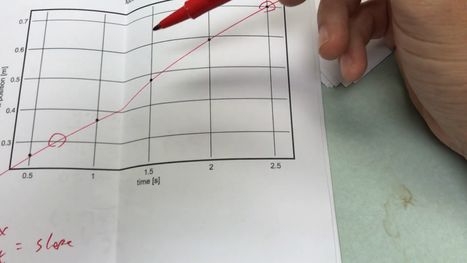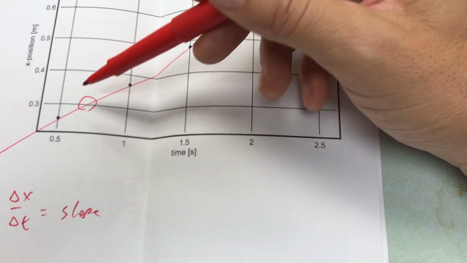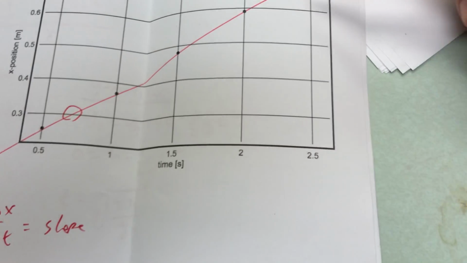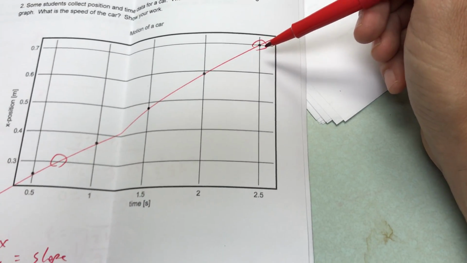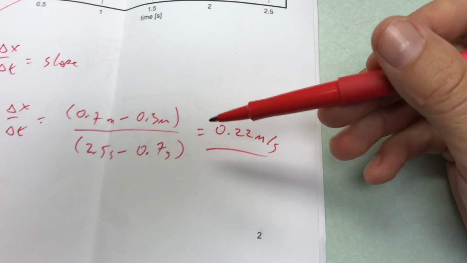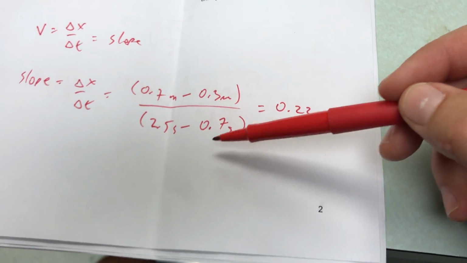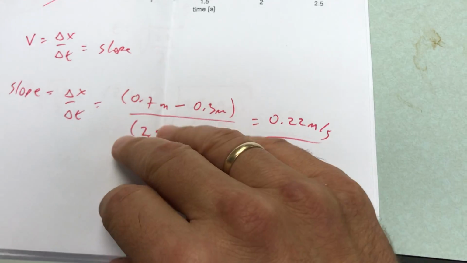The other thing is you want to use points on the line, not the data points. If I use this point and this point to find the slope, I'm ignoring the other points. So you don't want to do that. But I got the change in x for those points over the change in time. I get 0.22 meters per second.